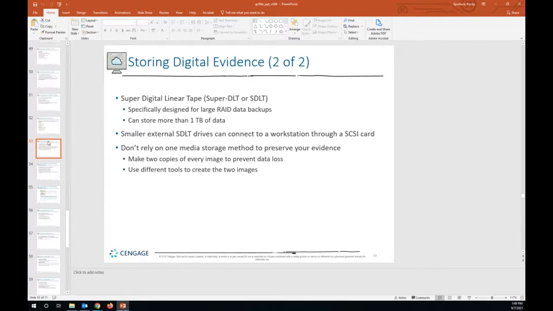Don't rely on one media, one storage method, to preserve your evidence. Make 2 copies of every image to prevent data loss. Also use different tools to create the 2 images. Now those magnetic tapes do have more capacity and longer lifespans than CDs or DVDs, but keep in mind they are much more expensive.